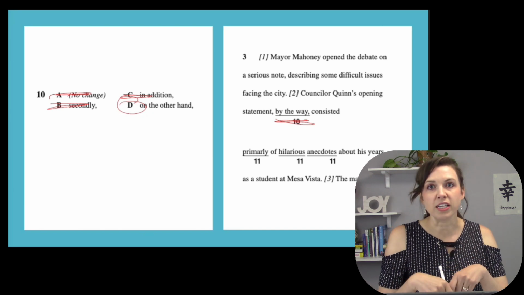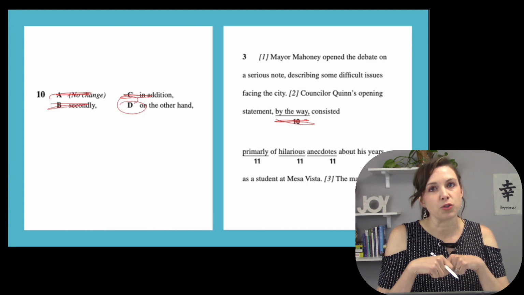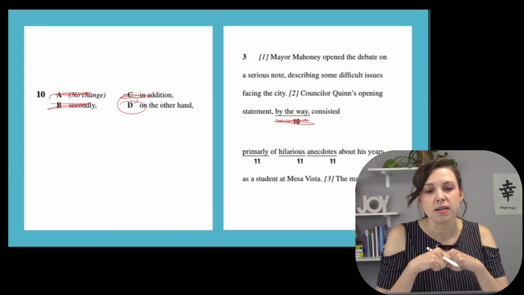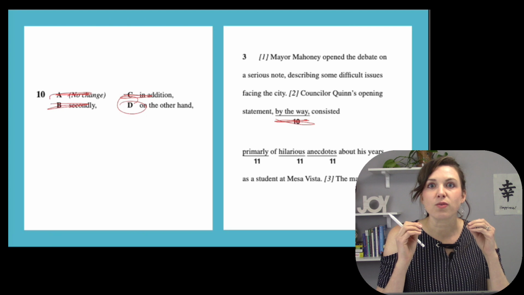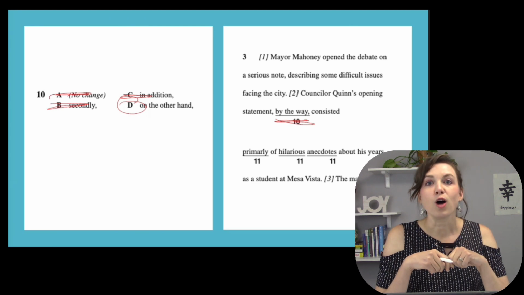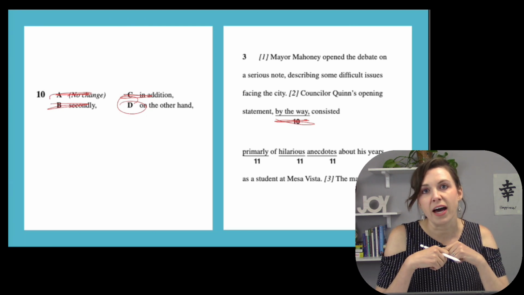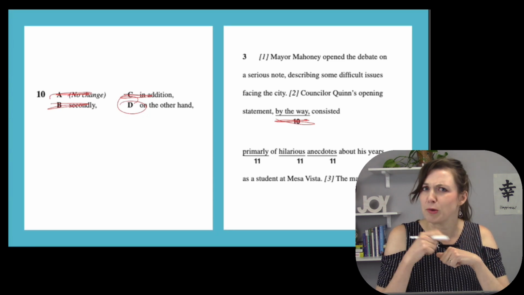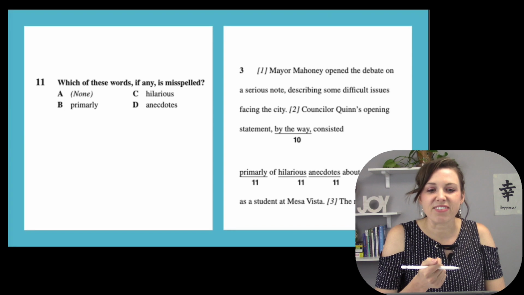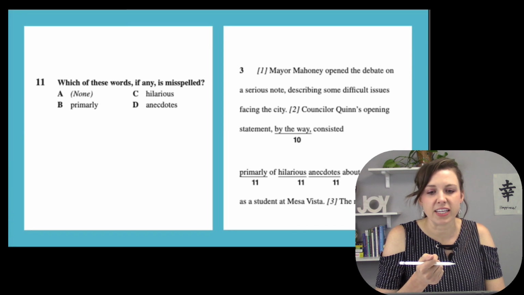And one thing, when you're writing your essay, you definitely want to make sure that you're including transitions. Any of these would work depending upon the context of what you're writing about. The essay readers on the HiSET and GED are really looking to make sure that you have solid transitions within your essay. So do include those. So now we're looking for spelling. Which of these words, if any, is misspelled?